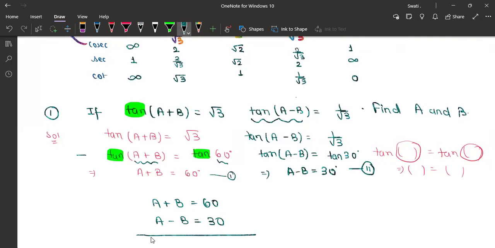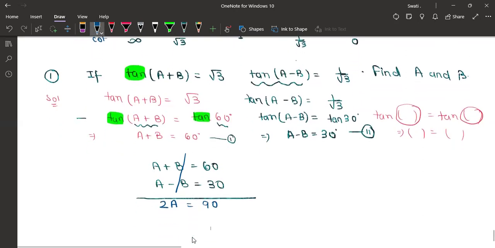Yes, plus B and minus B get cancelled with each other. Very good. And A and A you will add, right? So what will happen? 2A equals 60 plus 30. But if you add 60 and 30, what would be the answer? 90. Is it not? 90. Yes. Okay. So if 2A is equal to 90, then what is the value of A?